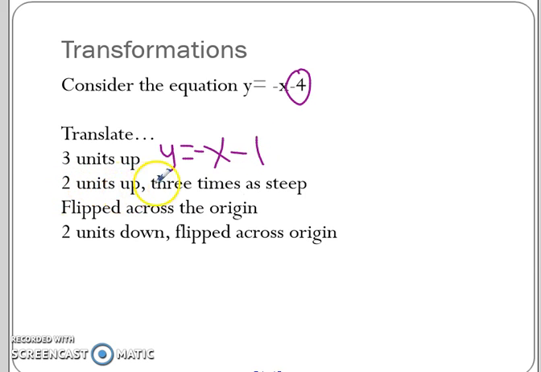2 units up, 3 times as steep. So 2 units up will be negative 4 plus 2, which is negative 2 for the y-intercept. But 3 times as steep. When they say steep, they're talking about the slope. So for negative x, if you don't have anything, you have a 1 there, so it's negative 1. So 3 times negative 1 will be negative 3x.